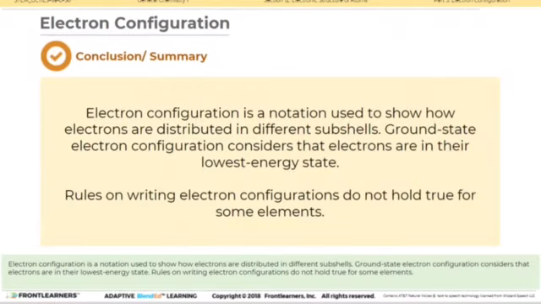Conclusion, or the summary. Electron configuration is a notation used to show how electrons are distributed in different subshells. Ground state electron configuration considers that electrons are in their lowest energy state. Writing the electron configuration will hold true for some elements.